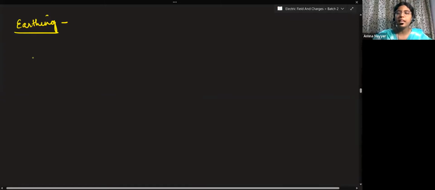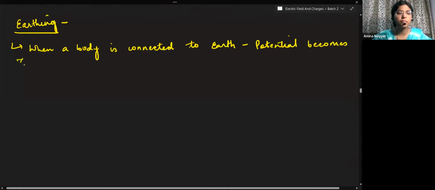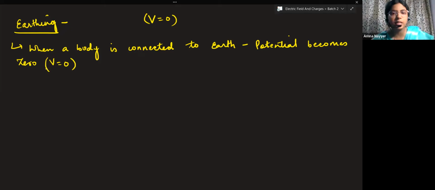All right. Whenever a body is connected to earth, one thing becomes zero. When a body is connected to earth, its potential becomes zero. We represent this potential through the sign V. V becomes zero. So what is potential? We have a full separate chapter on electrostatic potential and capacitance in the coming chapter.